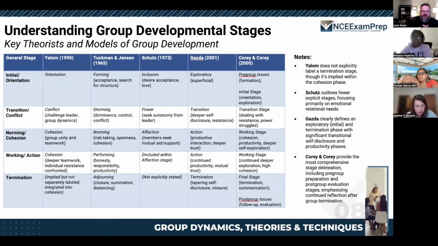Okay, I'm not going to go over all of this, but I know everybody's wondering what to memorize. I would for sure memorize Tuckman and Jensen's: forming, storming, norming, performing, adjourning. I would make sure that we know those. And just because Yalom is such an integral part of group work, I'd make sure that you know Yalom's stages. There are only 4 of them that are explicit, but we want to make sure that we know Yalom and Tuckman.